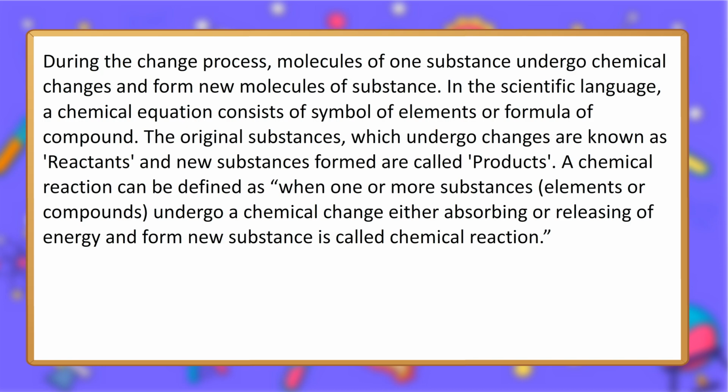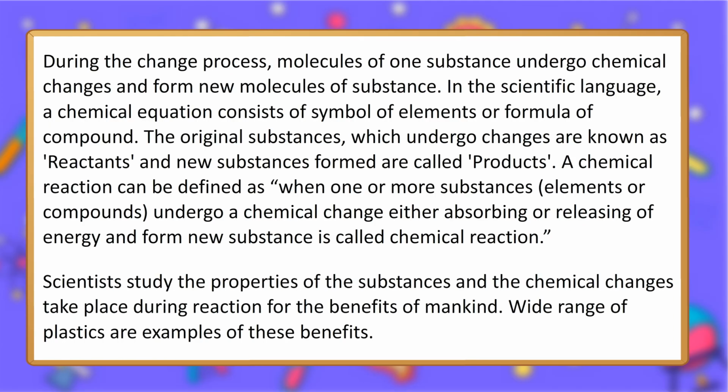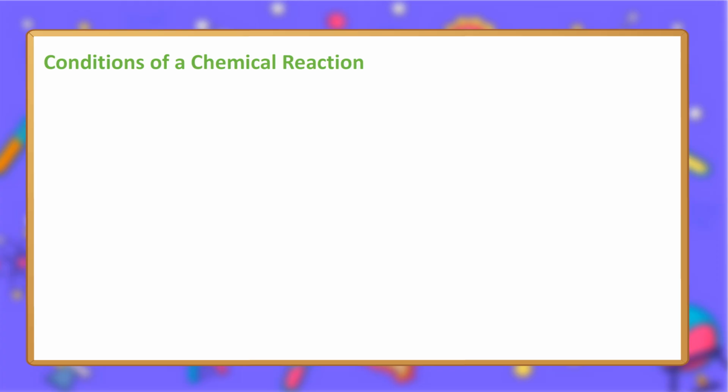A chemical reaction can be defined as when one or more substances, elements or compounds, undergo a chemical change, either absorbing or releasing energy, and form new substances. Scientists study the properties of the substances and the chemical changes that take place during reactions for the benefit of mankind. A wide range of plastics are examples of these benefits.